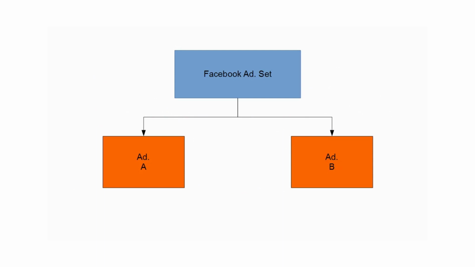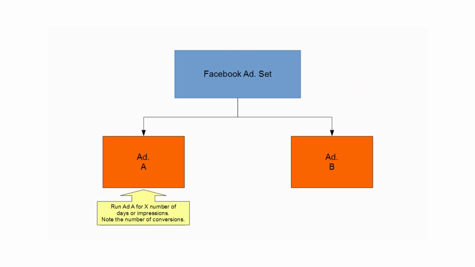And it works a bit like this. First of all, you have your Facebook ad set, and then you have two ads. For the sake of argument, let's call them Ad A and Ad B. Now, an ad set defines a particular target audience. And it's also used to define your budget, your schedule, and the bid type.